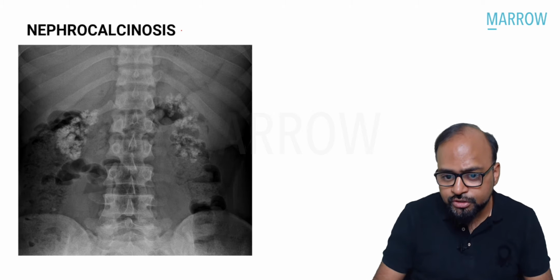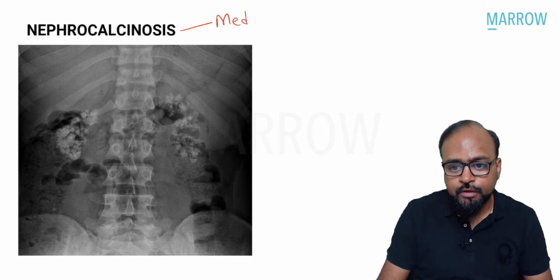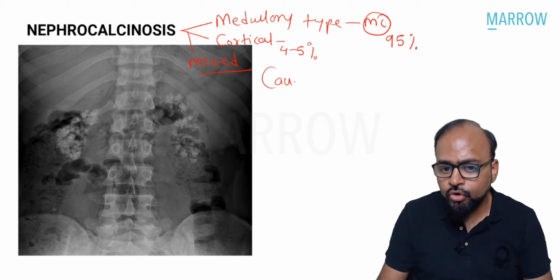So nephrocalcinosis, remember, can either be medullary type, where the calcification predominantly involves the renal medulla. This is the most common type, which is seen in almost 95% of cases of nephrocalcinosis. Occasionally, it can be cortical type, which is around say 4 to 5% of the cases, and very, very, very rarely it can be of the mixed type. The image that we see here looks like a diffuse renal calcification involving cortex as well as the medulla. What could be the causes of nephrocalcinosis?